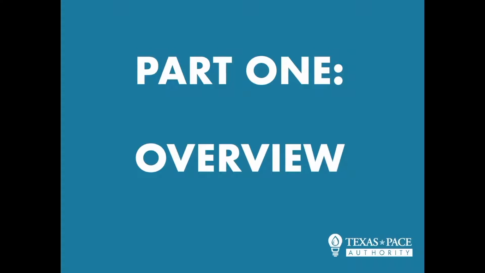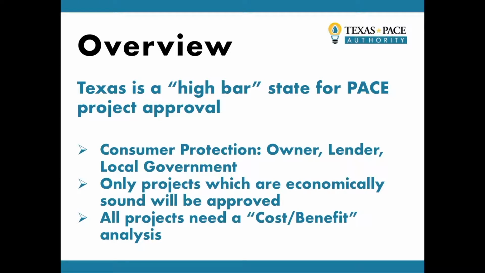I want to start with an overview of how PACE is being deployed from a technical standpoint and give an overview of the technical standards that we've put in place. Texas is a high bar state for PACE project approval, and what I mean by that is that in Texas we require a more thorough analysis than might be found in some other states' PACE programs. That high bar was originally set by the Texas state legislature, and now it's enshrined in the state PACE statute.